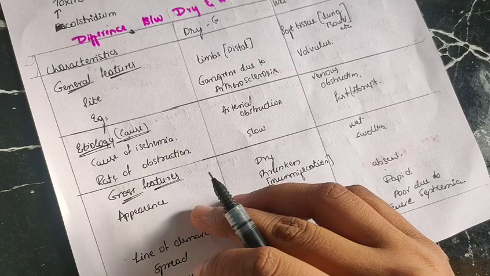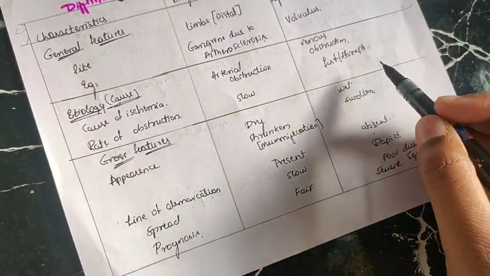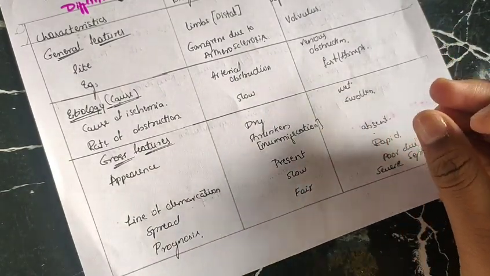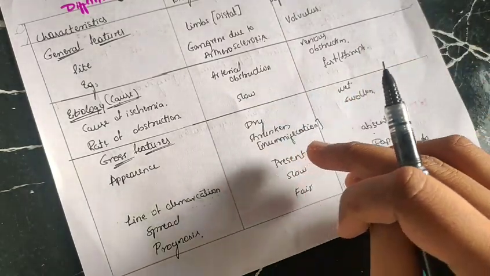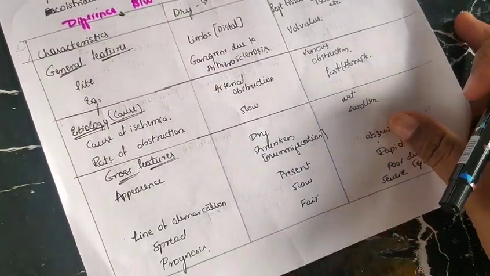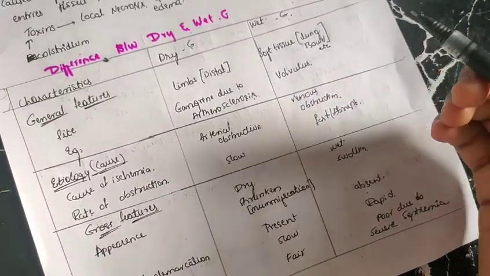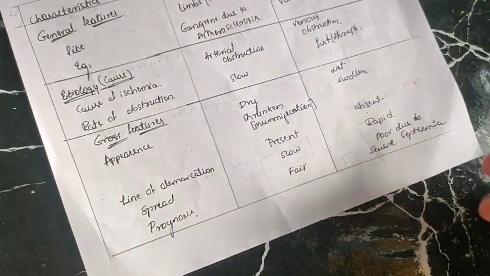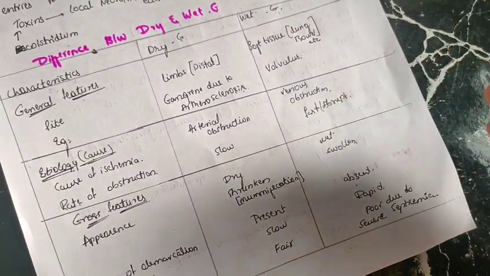Gross features will be the appearance, how it appears. It will be dry as the name says, and this will be wet as the name says. This will be shrunken, so it appears dry, and this will be swollen, accumulating more fluid, so it appears wet. Bacterial putrefaction will be less in dry gangrene, whereas more in wet gangrene. Line of demarcation we can see in dry gangrene, whereas we cannot make out the difference between the viable tissue and the gangrenous tissue in wet gangrene. Dry gangrene will spread slowly, whereas wet gangrene spreads rapidly.